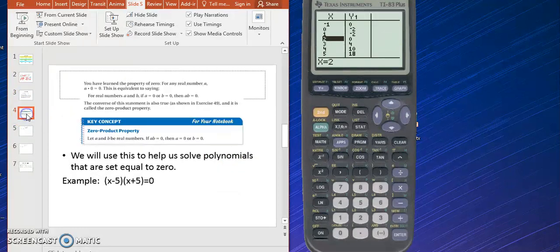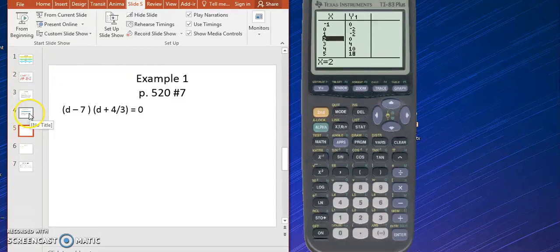So what you're going to do is use the zero product property, that anytime you multiply a number times 0 it equals 0. You're going to use that fact to solve polynomial equations. So let's look at a couple simple ones now, and then we'll see how we're going to do that.